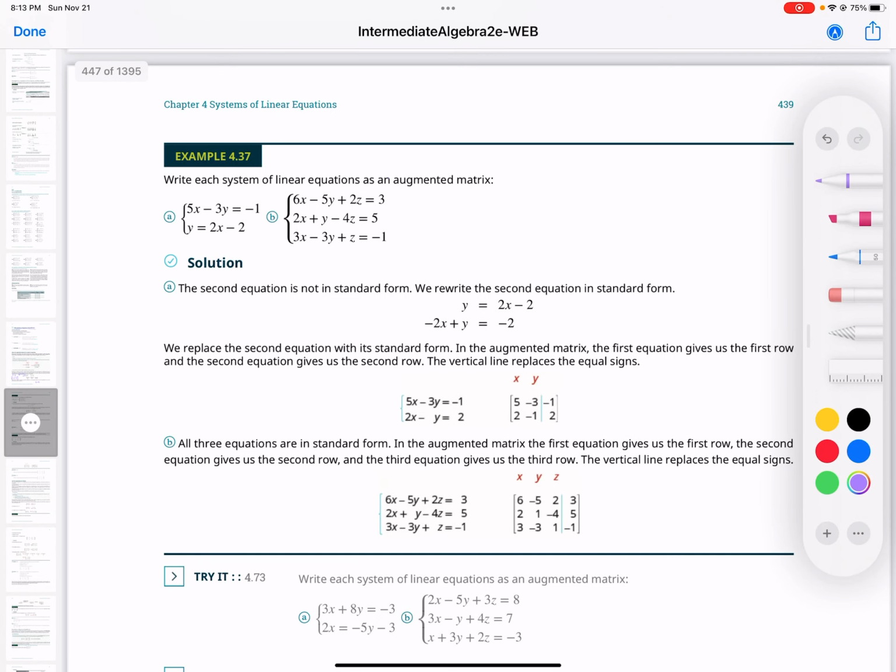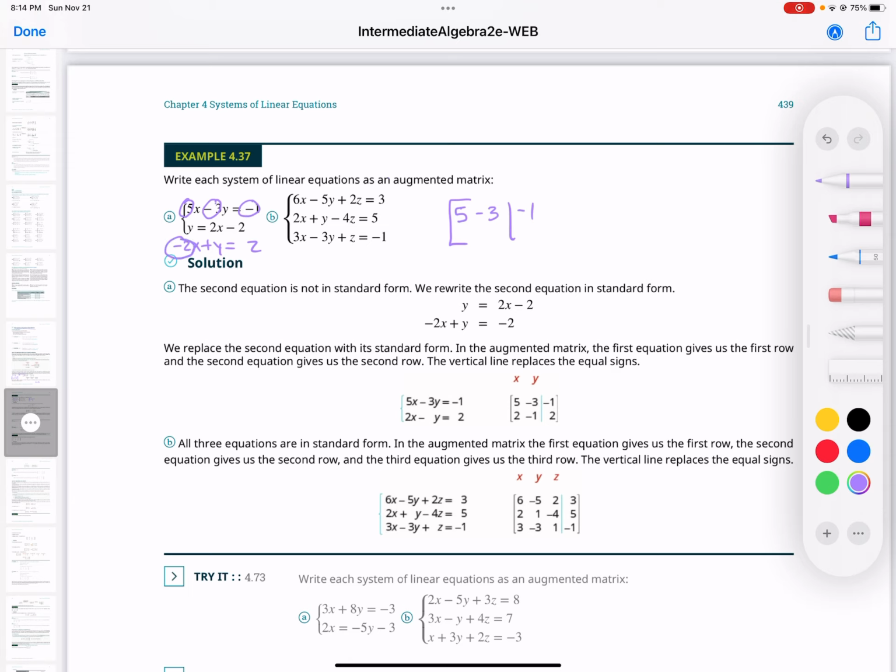So let's go on to the next example. It's saying to please write each system of linear equations as an augmented matrix. So let's take the first one. We've got 5x minus 3y equals our constant, but then the other one's not in the correct order. So let's go ahead and rearrange this so that it is in the correct order. We'll make this a -2x plus y equals -2. And now we can rewrite that. So we've got a 5 and a -3 and a -1. Are you with me so far? So here's our 5, here's our -3, and here's our -1. And then we'll go to the next row.